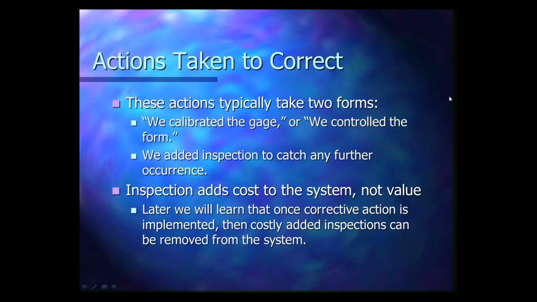They typically take two forms. One would be: we calibrated the gauge, or we controlled the form, we retrained the operator, we made up the missed audit, etc. Or adding a layer of inspection to catch any further occurrence of the issue. The problem is that inspection adds cost to the system, not value. And we're going to later see that once corrective action is implemented, then costly added inspections can be removed from the system if we've discovered the true root cause and implemented the best corrective action to address that root cause.